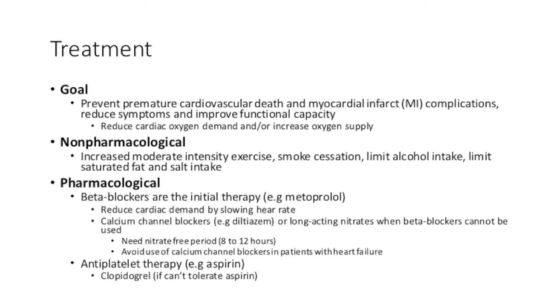From a pharmacological point of view, beta blockers are the initial therapy, and this includes things like metoprolol or atenolol. They reduce cardiac demand by slowing heart rate and thereby improving perfusion of the heart. If a patient can't tolerate beta blockers, or for example if they have severe asthma and beta blockers may be contraindicated, you can consider calcium channel blockers such as diltiazem or long-acting nitrates. In terms of nitrates though, the patients need to have a nitrate-free period of at least 8 to 12 hours, otherwise the patient can develop tolerance to the nitrate effect.